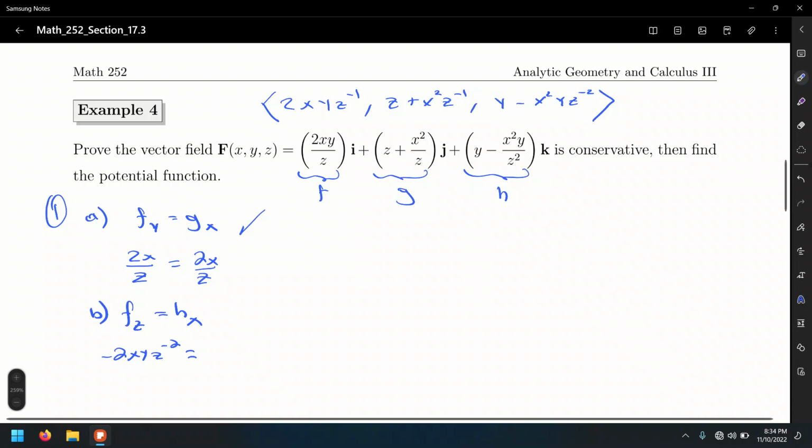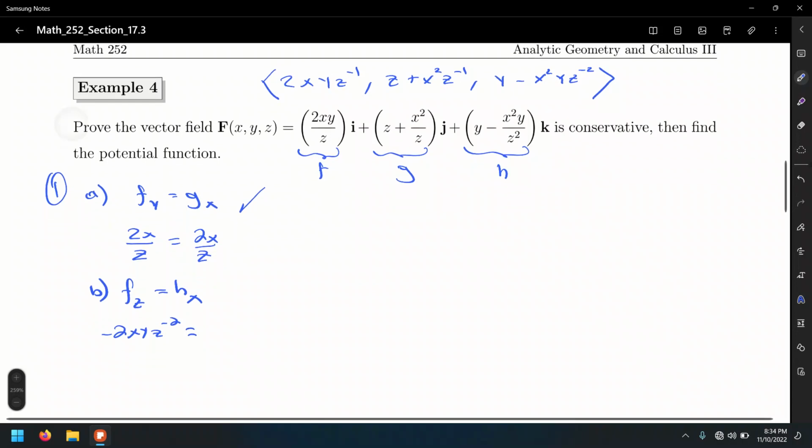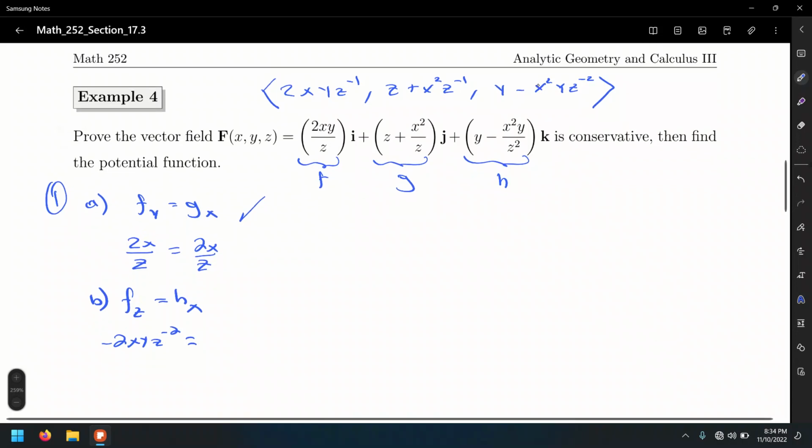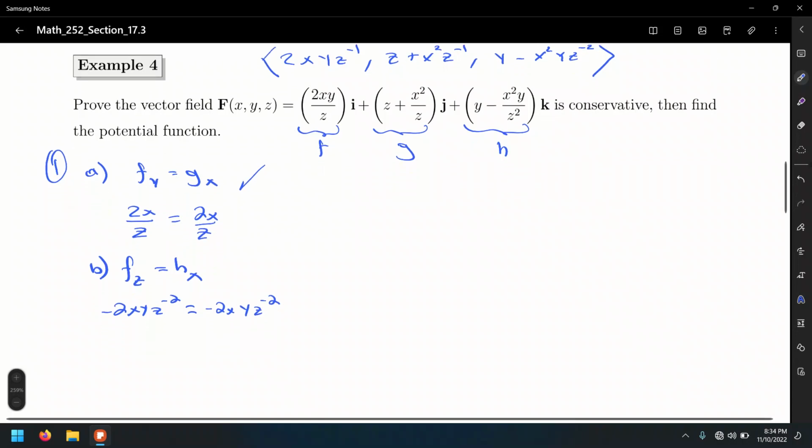In this case, what do I have here? Anyway. Well, it's with respect to x, so this term goes to 0. That's negative 2xy z to the negative 2. Does that look like the same thing? Second condition satisfied.